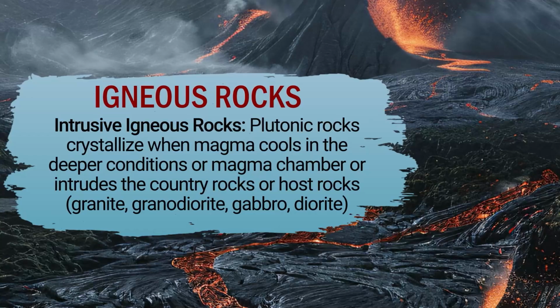One is intrusive igneous rocks and the second is extrusive igneous rocks. Plutonic rocks crystallize when magma cools in deeper conditions or in a magma chamber, or intrudes the country rock or the host rock. They are called intrusive igneous rocks. Examples are granite, granodiorite, gabbro, diorite.